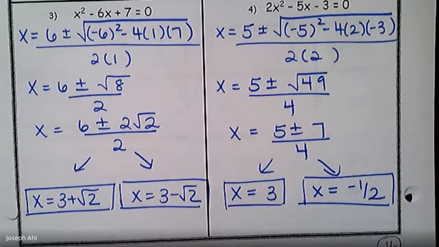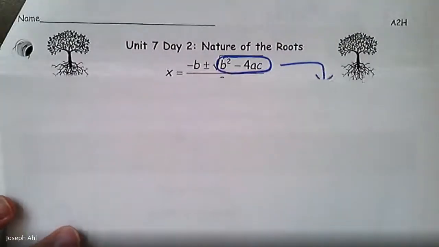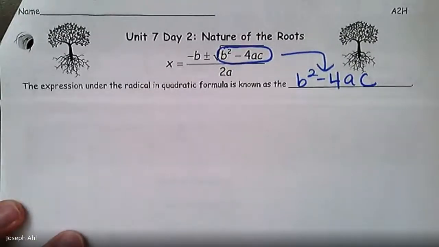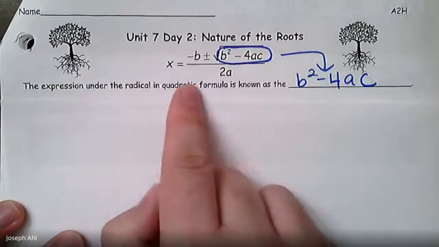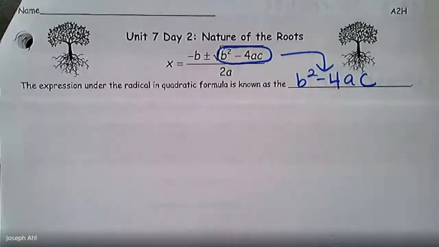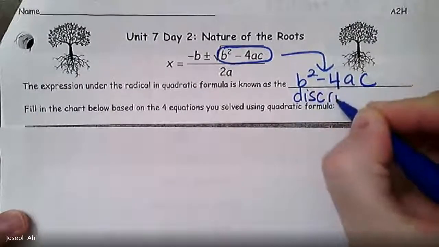So how does this all play into today's lesson on the nature of the roots? If you turn to the next page, on page 17, we have some nice trees at the top as my play on words with nature of the roots. But what we have is, for the quadratic formula at the very top there, it says the expression under the radical in quadratic formula is known as the b squared minus 4ac value. It's known as what we call the discriminant.